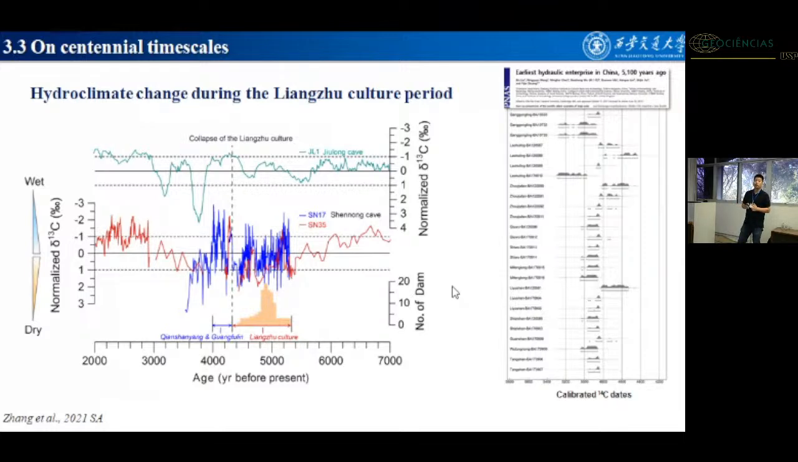reconstructed by the Liangzhu people. This uses carbon-14 dating. It shows this dam was built starting 5.3 thousand years ago and stopped at 4.4 thousand years ago, because this period is an extreme dry period, and after that, at 4.3 thousand years ago, it changed from extreme dry to extreme wet.